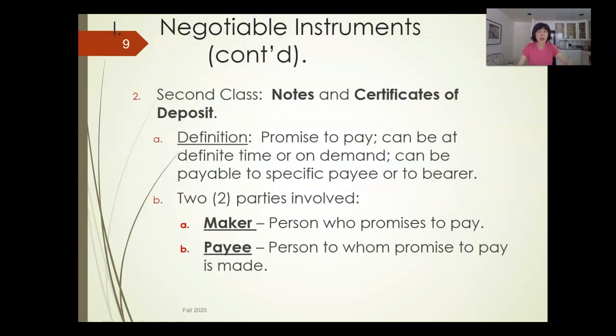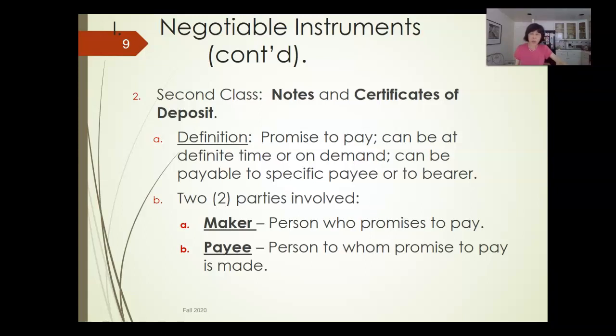We're going to move on though and look at a second class of negotiable instruments. This would include notes, promissory notes, and certificates of deposit. Let me give you the definition of this second class. Basically, it is the definition of a note. Think of a promise to pay. A note is a promise to pay.